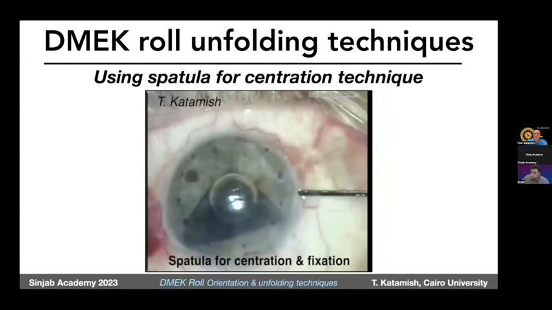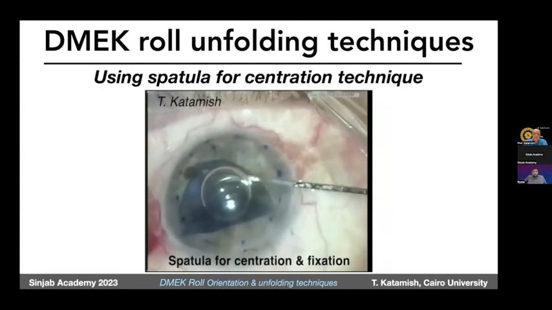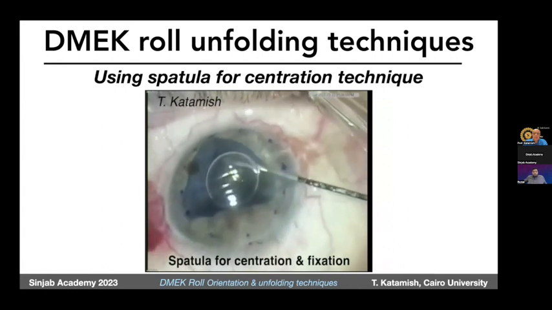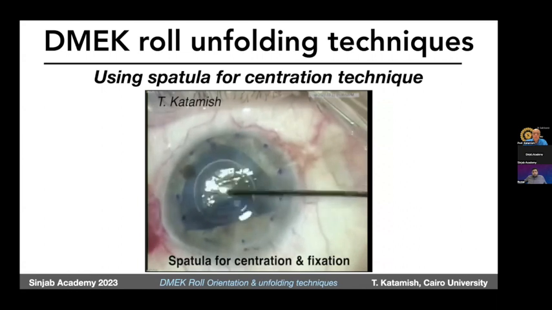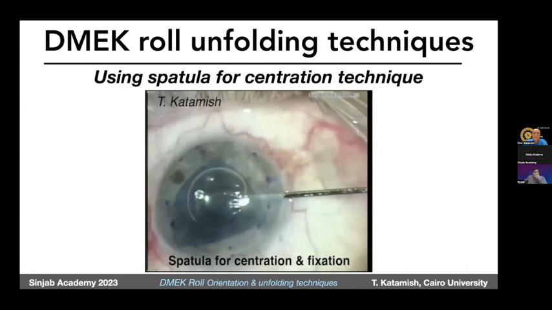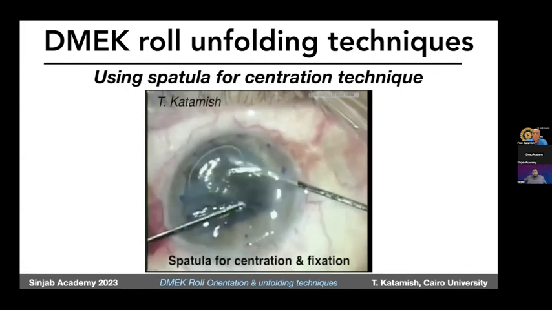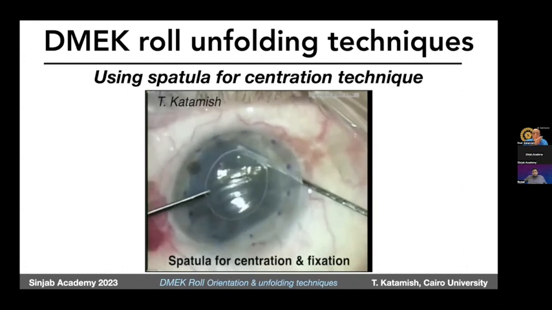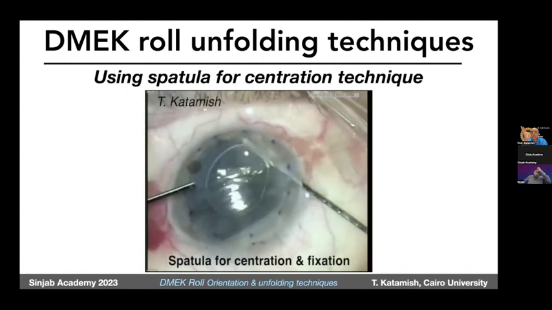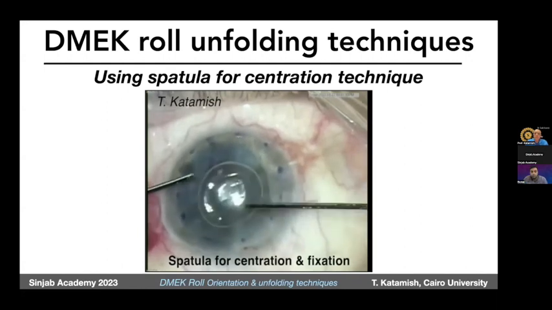Another example of using the spatula for centration, and you may use it also for fixation. You see, with your spatula, you displace your graft down, and if you want to unfold the other fold, it moves up again. So you can go with your spatula and drag it down again and use it for fixation. Use it for fixation and use the other cannula for unfolding. So you have a lot of maneuvers, depending upon the situation you have. You have to be able to master all these techniques for proper smooth unfolding.